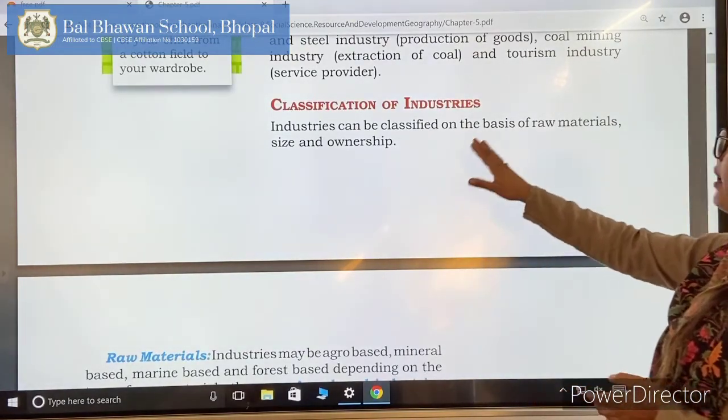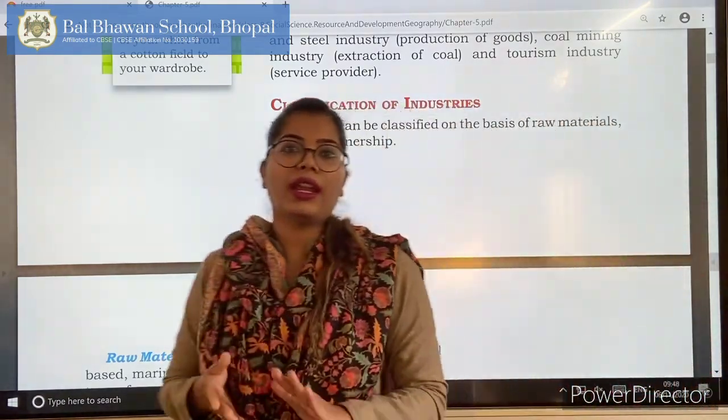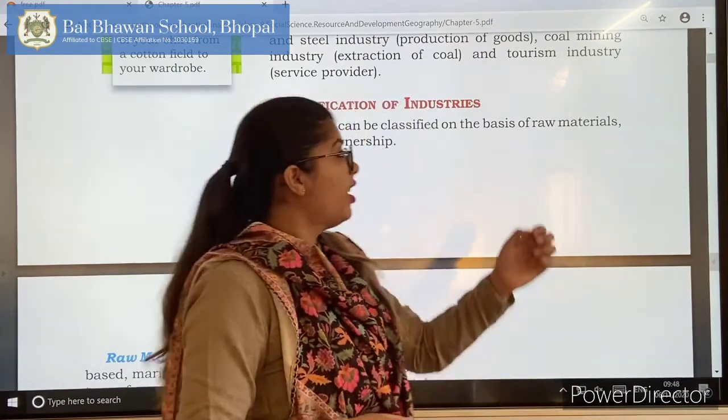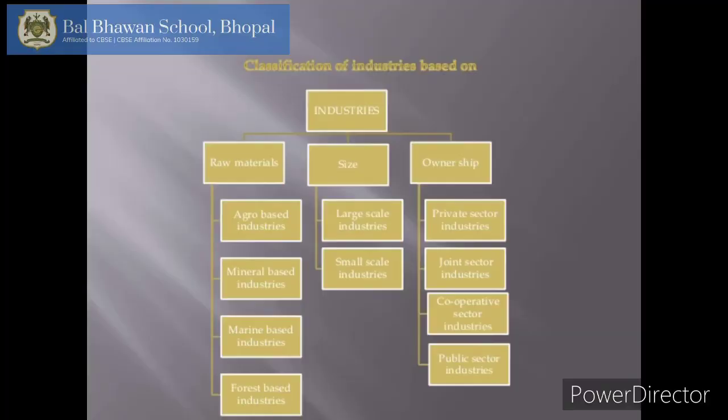Industries can be classified on the basis of raw material, size and ownership. So we can classify industry on the basis of three criteria. First criteria is raw material, second is size and third is ownership. On the basis of raw materials, industries are further classified into agro-based industries, mineral based industries, marine based industries, forest based industries.